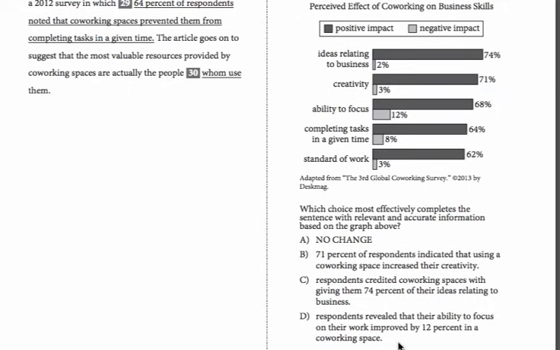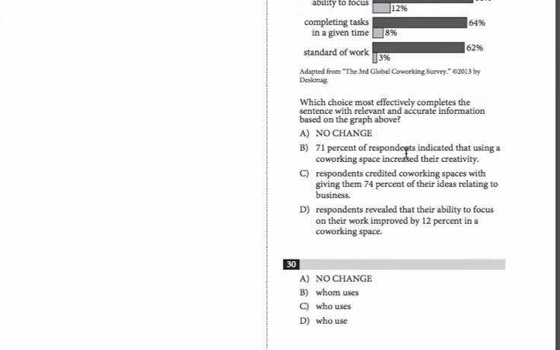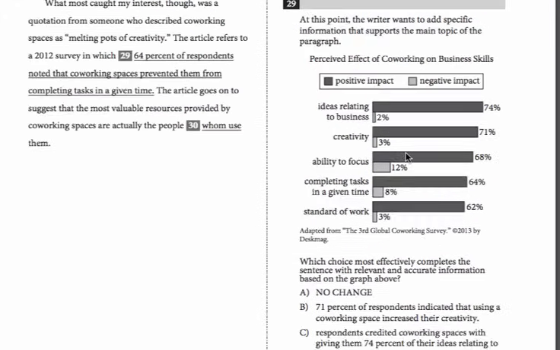Respondents revealed that their ability to focus on their work improved by 12% in a co-working space. No. In fact, sort of the opposite. The only 12 I see here is that 12% of people said they were less able to focus because of a co-working space. A is dead, C is dead, D is dead, B is right, and again, just eliminate and make sure things match. And finally, we have 30.